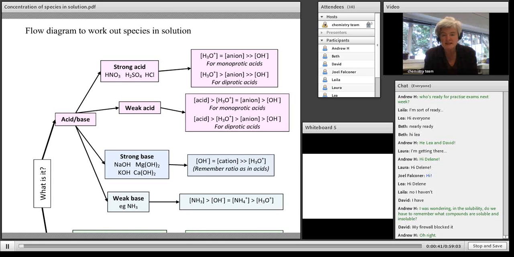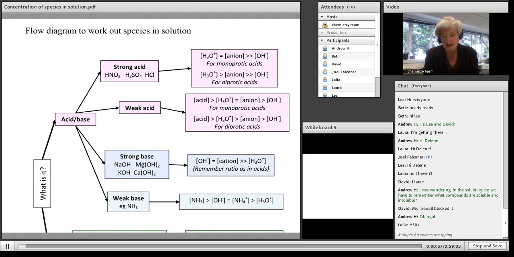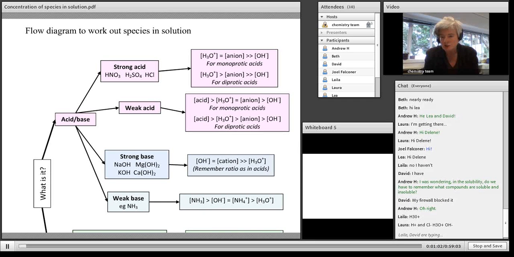So for instance, if I had a solution of hydrochloric acid, what species would I have in that solution? Obviously I'm going to have water, so we'll accept water, but what else would I have? I'd have the hydronium ions, correct, Layla? Okay, I'd have the chloride ions, and then hydronium ions again. So Laura, you're saying they're from two sources, which is quite correct, and the hydroxide ions. Good. So I can see you actually know all your species in solution.